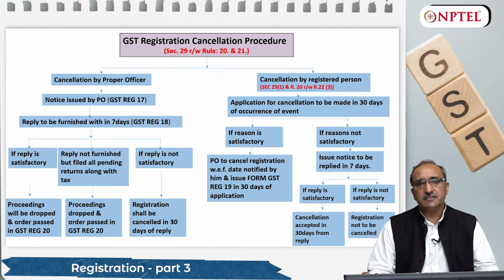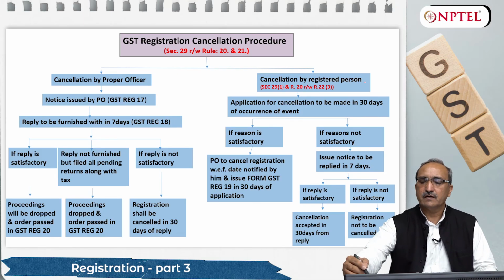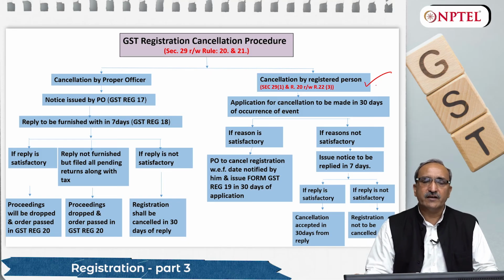And if the cancellation is by the registered person, meaning the businessman himself has approached the department for cancellation of registration, then he has to make the application within 30 days from the date of closure of his business, when he has decided to close the business. If the reasons given by you are satisfactory to the extent the proper officer wants, your registration will be cancelled, and it is presumed that you have cleared all your liabilities.